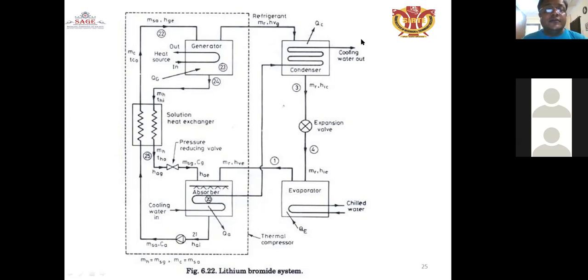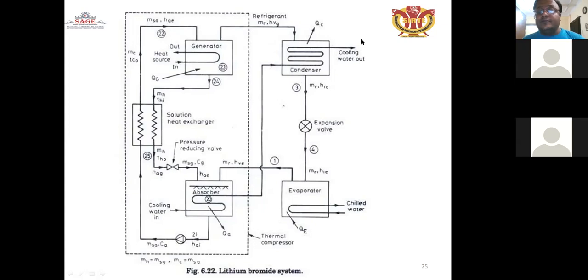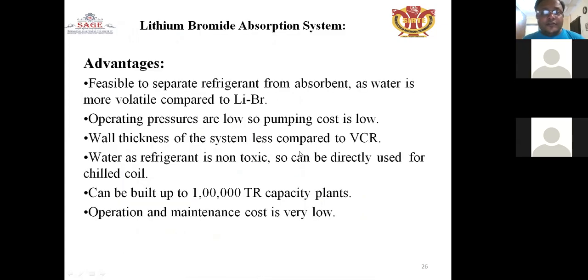That is another type of the diagram. It is not useful for further studies. Lithium bromide absorption system: what are the advantages? It is feasible to separate the refrigerant from the absorbent, as water is more volatile compared to lithium bromide.